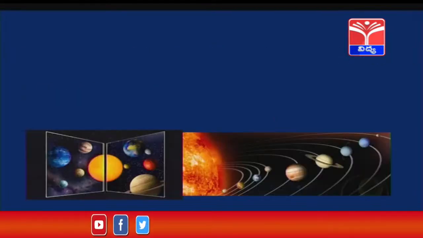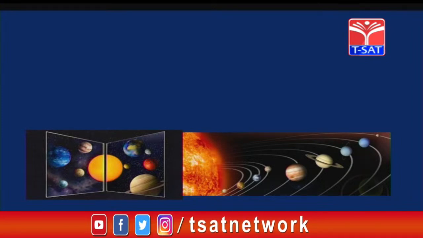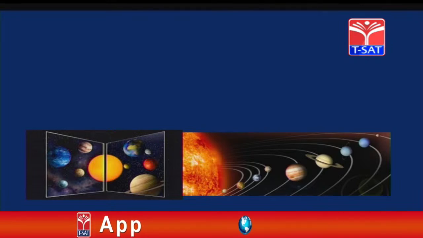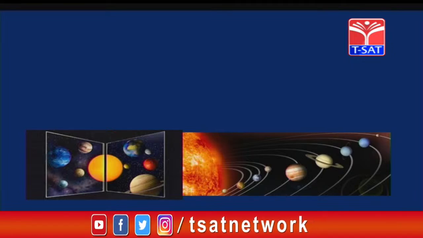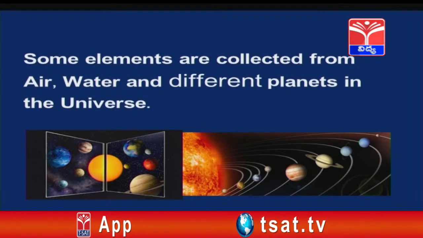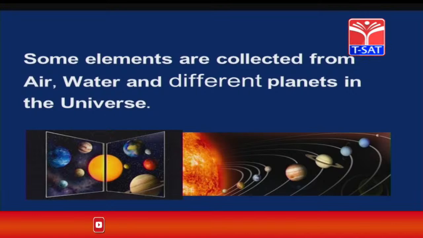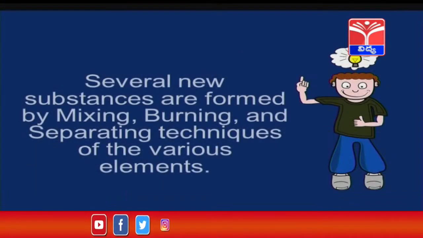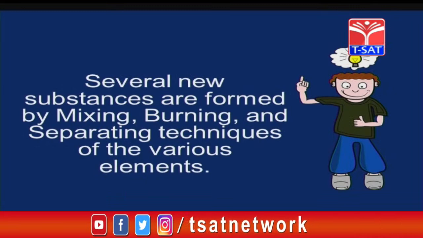Now, what is this? It is the universe. Now, all our planets are there in our solar system. We get some elements from other planets also. How do we get the elements from other planets? We are not visiting there and collecting. Yes, in the form of meteorites. When they hit the surface of earth, our scientists collect these materials. Some elements are collected from air, water and different planets in the universe. Several new substances are formed by mixing, burning and separating techniques of various elements.